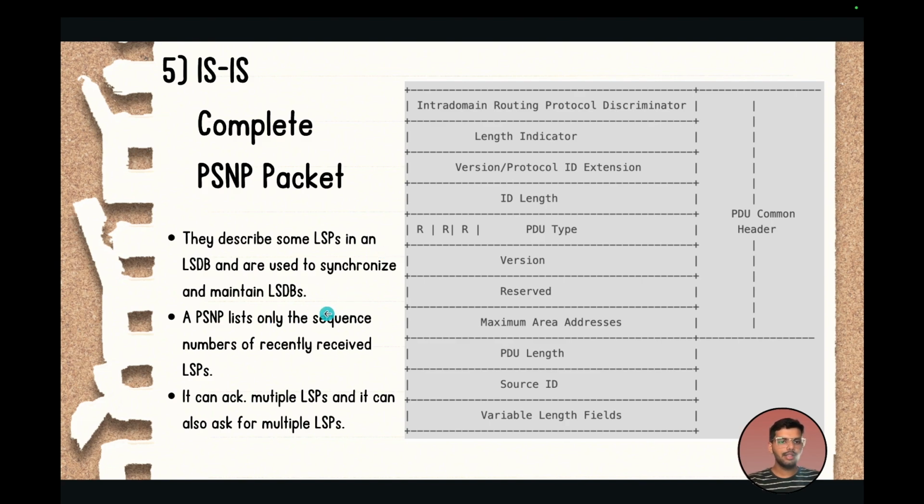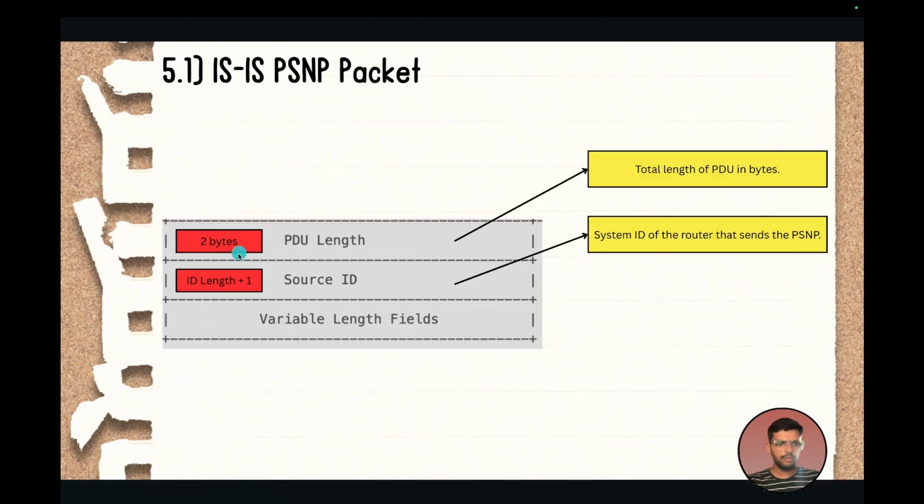A PSNP lists only the sequence numbers of recently received LSPs, and it can acknowledge multiple LSPs, and it can also ask for multiple LSPs. That's how the PSNP packet is used, and these are its responsibilities. Now let's ignore this PDU common header and focus on this PSNP packet. The length of each of the fields is described here. PDU length means the total length of the PDU, and the source ID means the system ID of the router that sends the PSNP packet. That's nothing but the packet format of PSNP.